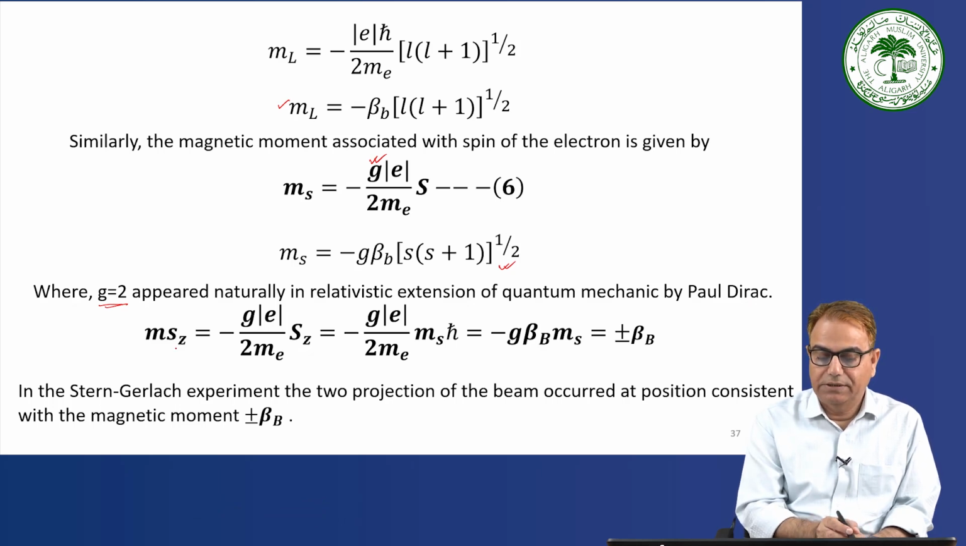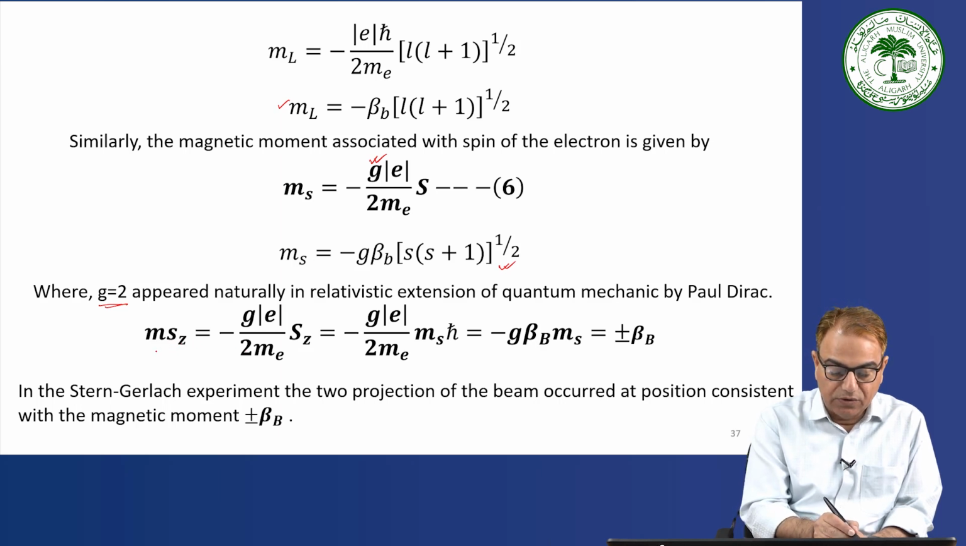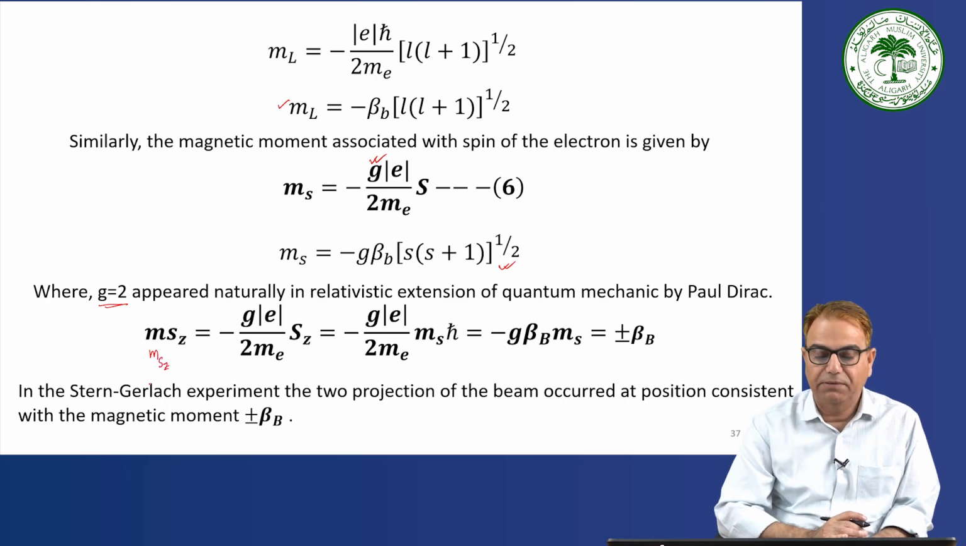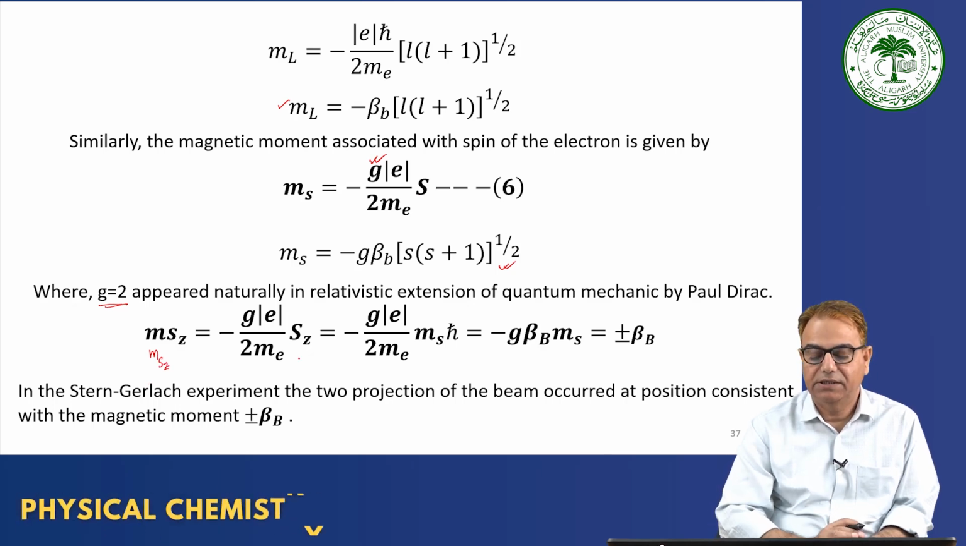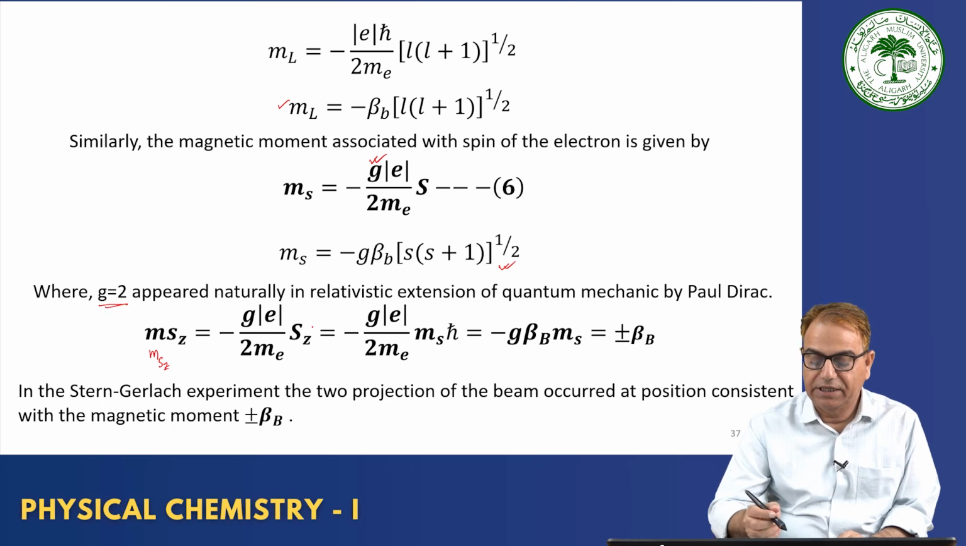So M_SZ, the Z component of the spinning moment, is equal to this. You will replace S by S_Z, nothing else. The rest of the thing is the same. So this becomes equal to minus g e/2m_e times M_S.